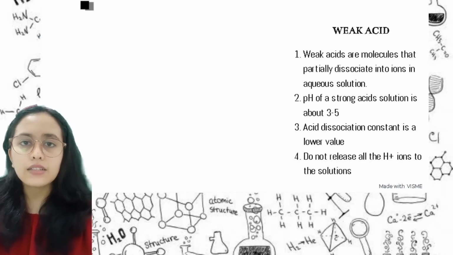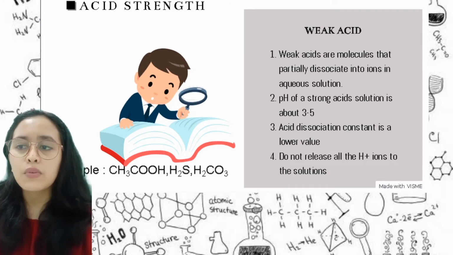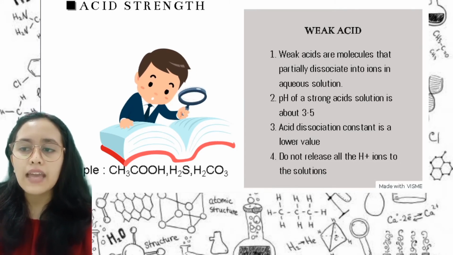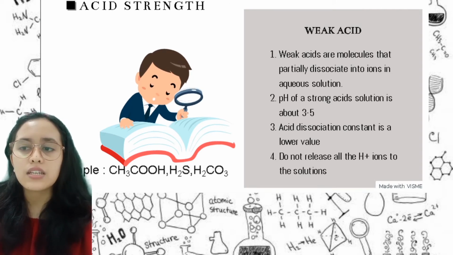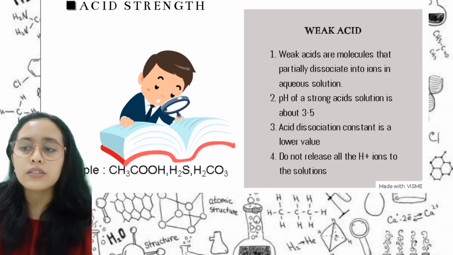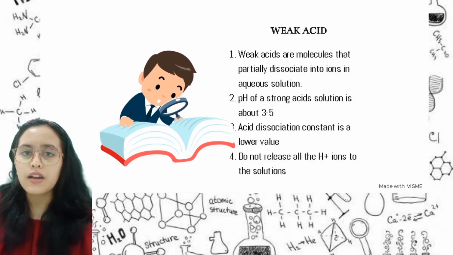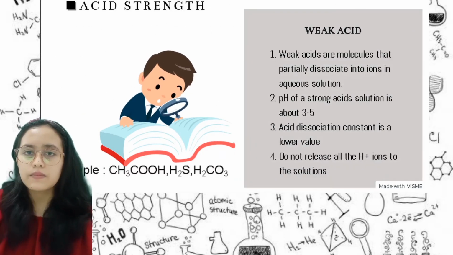The weak acid. The characteristics of a weak acid are, first, weak acids are molecules that partially dissociate into ions in aqueous solution. Second, the pH of a weak acid solution is about 3 up to 5. Third, the acid dissociation constant is a lower value. Fourth, they do not release all the hydrogen ions to the solution. Examples are ethanoic acid, hydrogen sulfide, and carbonic acid.